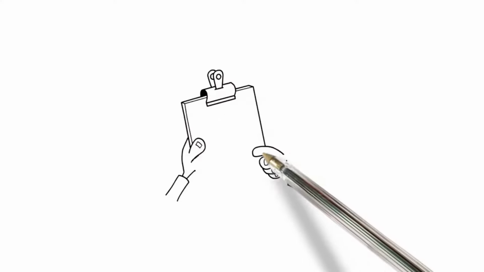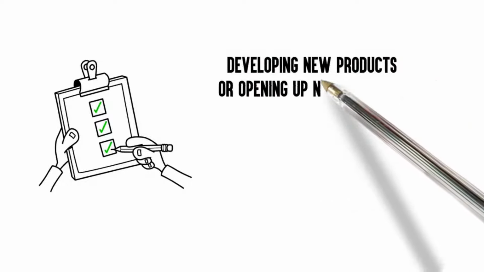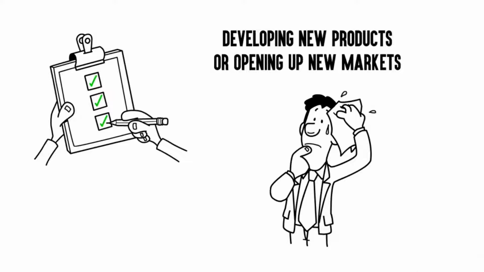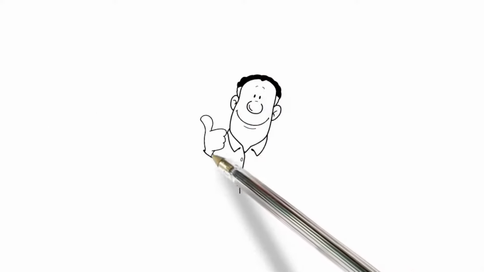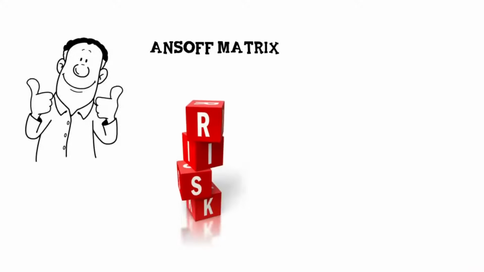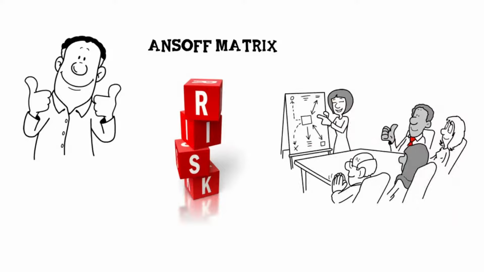There are numerous options available, such as developing new products or opening up new markets, but how do you know which one will work best for your organization? This is where you can use an approach like the Ansoff Matrix to think about the potential risks of each option and to help you devise the most suitable plan for your organization.